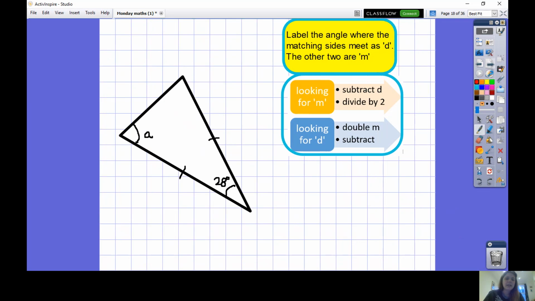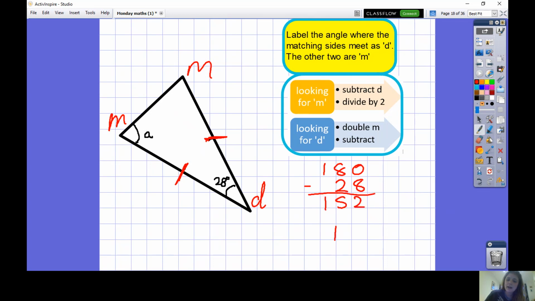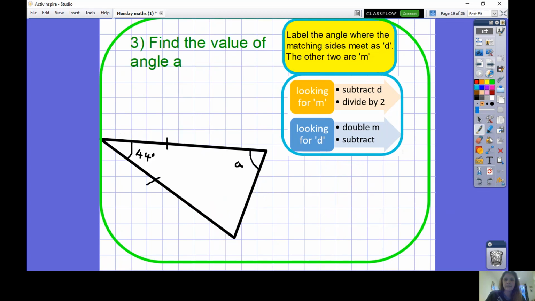Right, have a look at this one then. You can see that it's not the same way up as the way we've been looking at the rest of them, so you need to be extra careful which way around it is. These two are matching, this is the different angle. Therefore, I'm looking for the matching angles, and I know my two steps. 180, take away 28. That's going to give me 152, and then I need to do 152 divided by 2. That would give me 76 degrees.